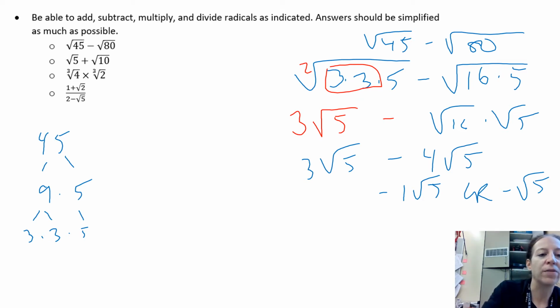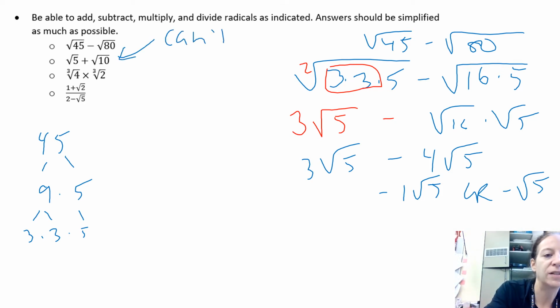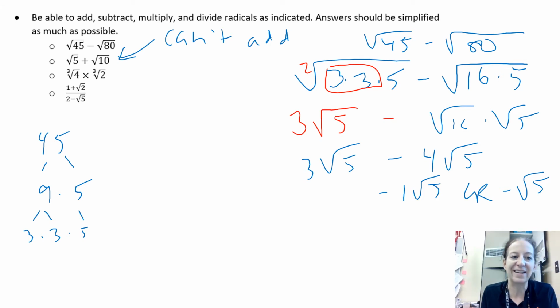Now with the second one there, those are actually already simplified, and so you can't add them. And that's how you have to answer the question. Like, I can't add these. They're not the same, and you can't make them be the same. So you're going to see a problem like the first one. You're going to see a problem like the second one, that you can't add them. So don't try to do stuff you can't do.